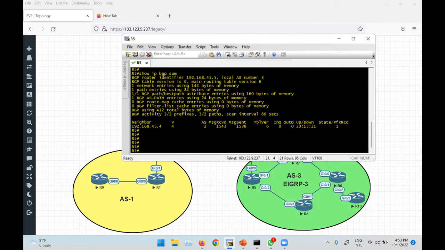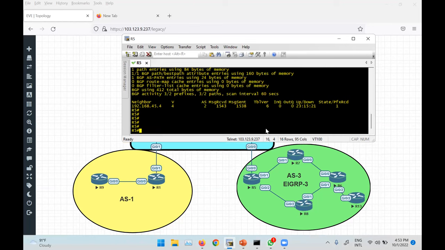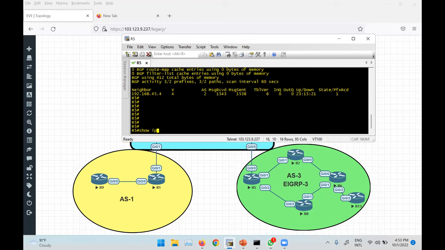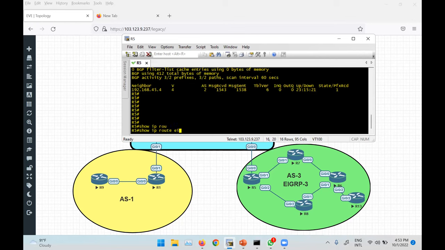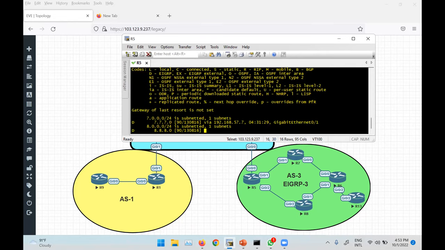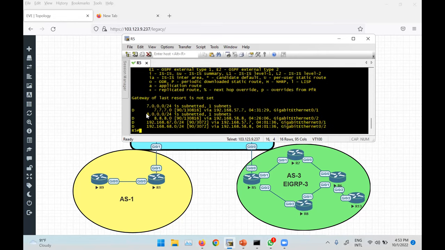So now you have to check whether you are getting all the routes from R7, R8, R6, R13. To check those routes, show ip route eigrp, for checking the EIGRP routes. So what are you getting here? You are getting only 7 and 8, and also its connected interface IP. But you are not getting any loopback of R6 and R13. So that's the one issue.